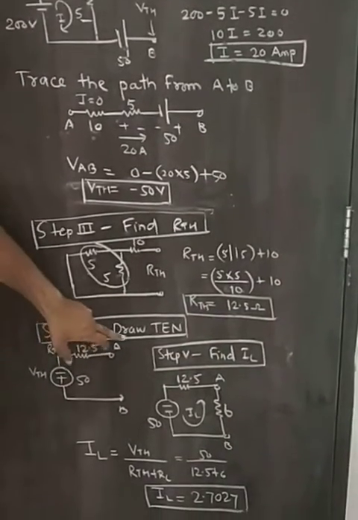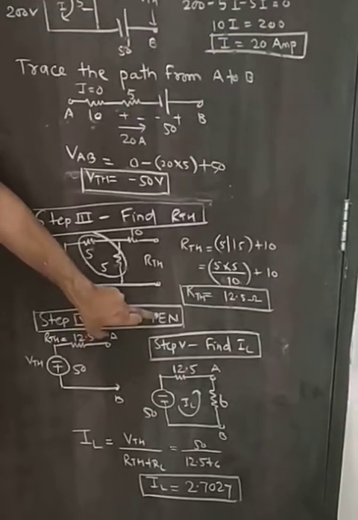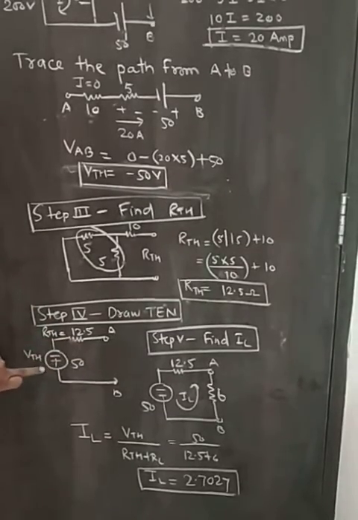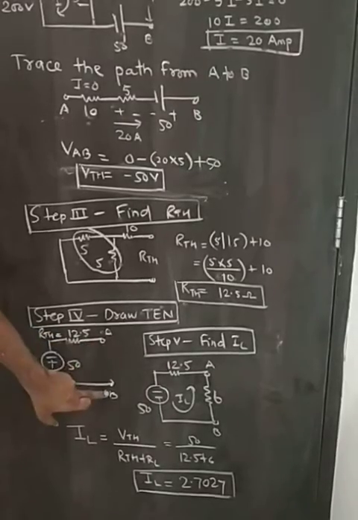In the fourth step, we have to draw the Thevenin's equivalent network, in which your VTH and RTH are in series. So VTH and RTH are in series, and these are the two terminals A and B.